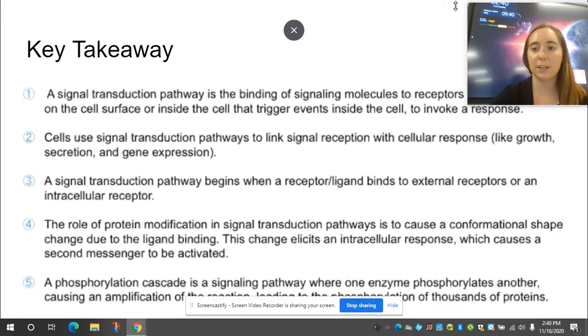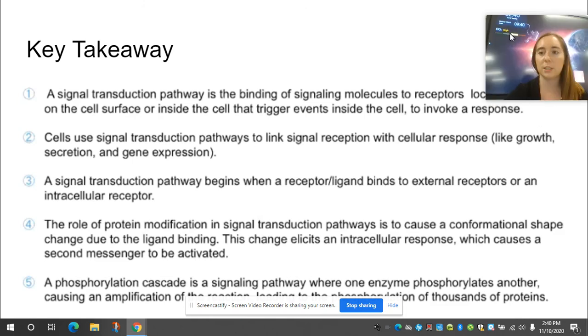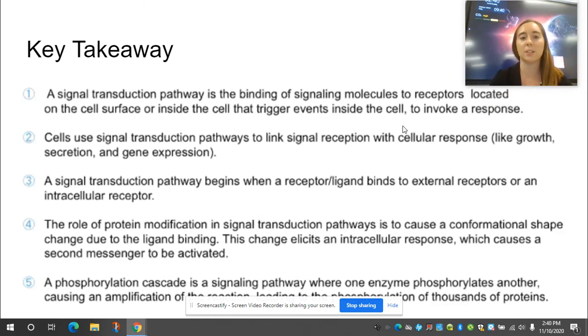A few key takeaway points you're going to want in your notes. The first one: a signal transduction pathway is the binding of signal molecules to receptors. There's going to be a molecule that binds to a receptor, usually on the cell surface or inside the cell, and it signals a response by that cell. Cells use these pathways to link signal reception with cellular response. Things like growing, secreting things, and gene expression are all really important. A pathway begins when a ligand binds to an external receptor or an intracellular receptor.